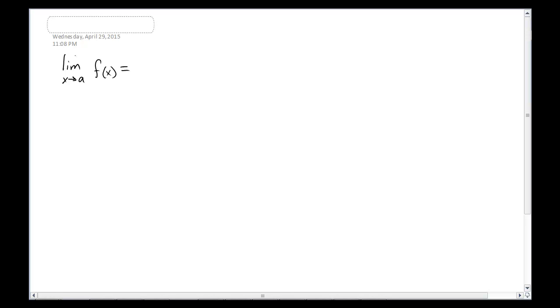Now these are essential to the idea of calculus. They're essential to the idea of derivatives. They're essential to the idea of integrals. And this is going to be the start of it all.